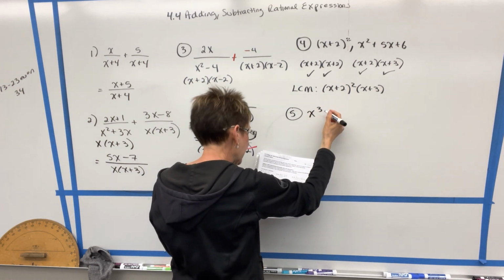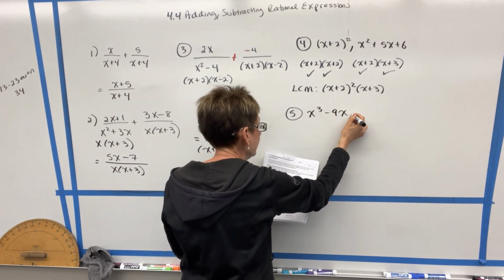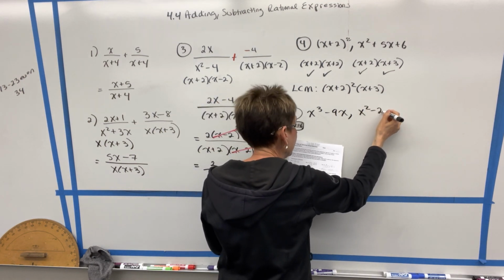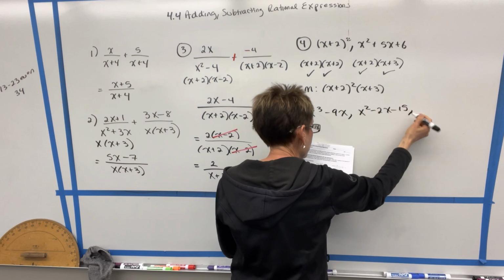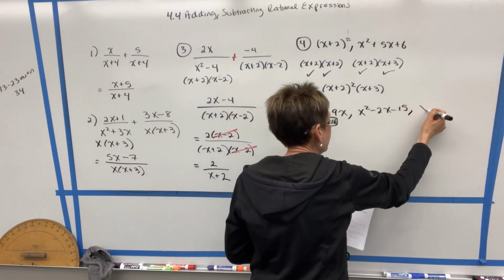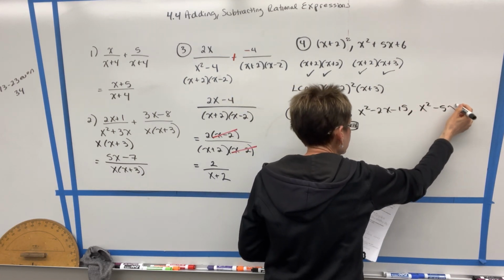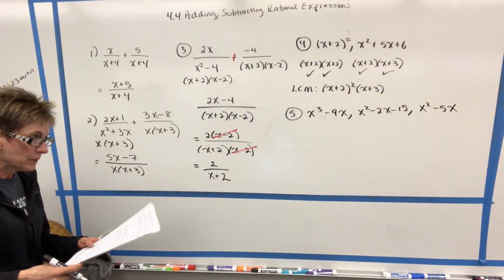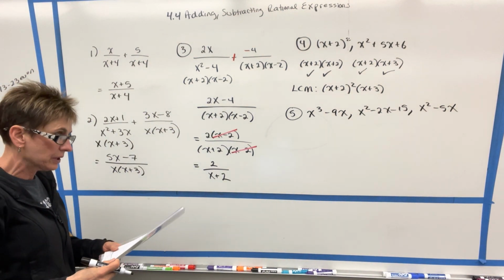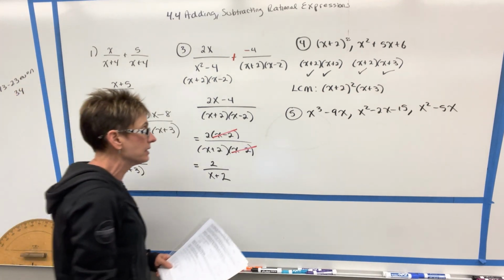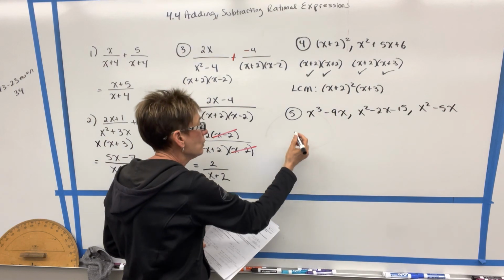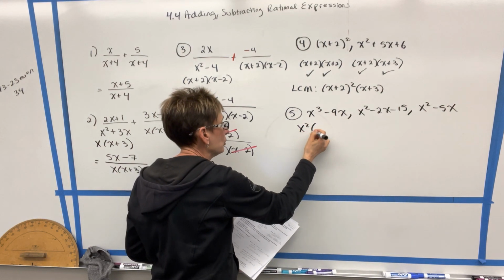So let's say I've got x cubed minus 9x on one of my denominators, and then x squared minus 2x minus 15 on another denominator, and then x squared minus 5x on a third denominator. And I want to find what is the least common multiple of all of these expressions so that I can add my fractions together. Now, we're not actually worrying about adding the fractions here. We're just learning to find the least common multiple.